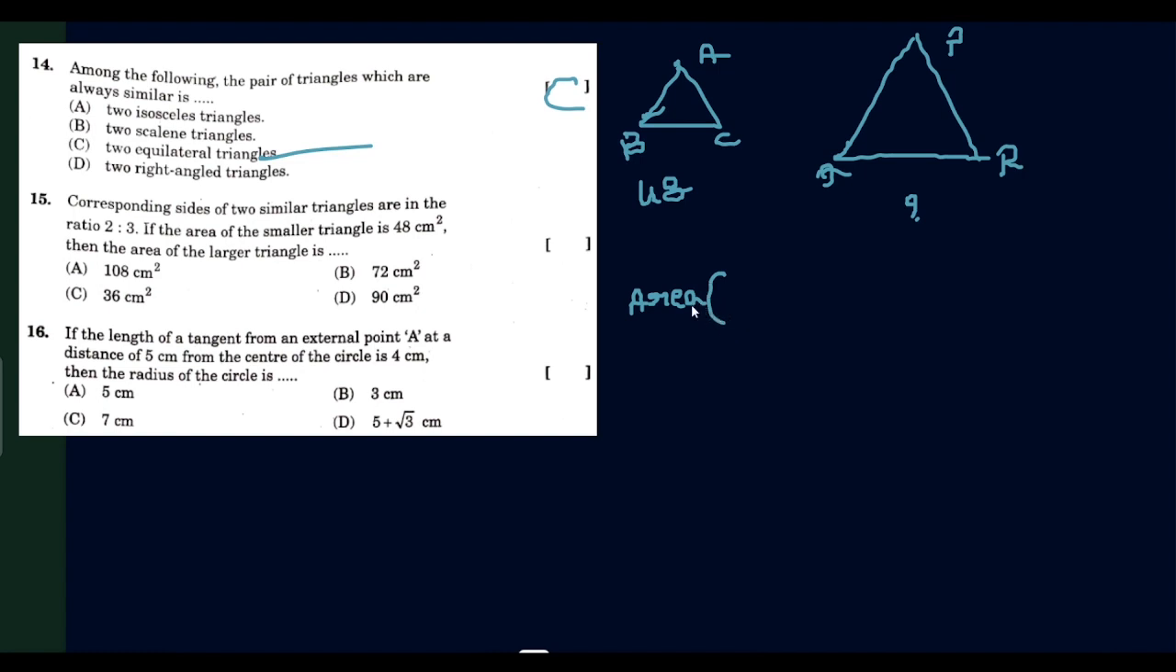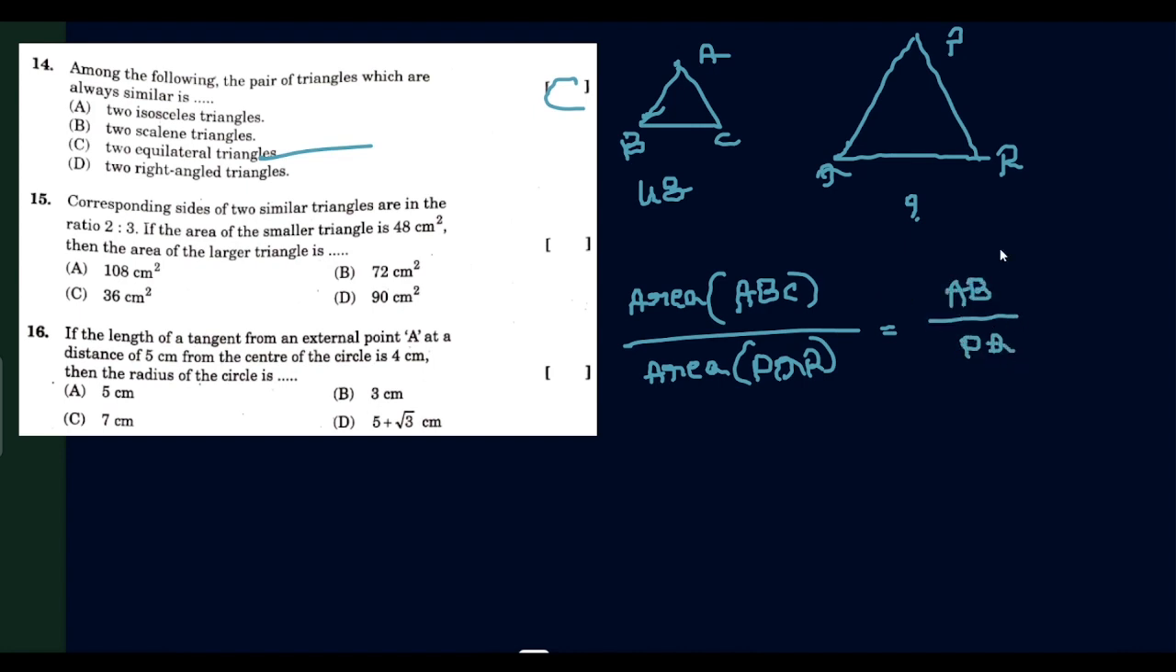Okay. So here these are all in the form of ratios, like 2 by 3, right? So I'm just considering the smaller area. So area of ABC by area of PQR is equal to the square of the ratio of the corresponding sides. What is the side AB and its corresponding side PQ, and it is squared. It is equal to the square of the ratio of the sides, right?